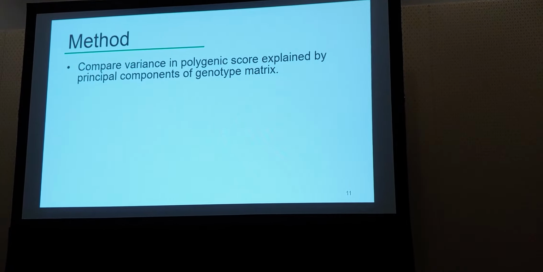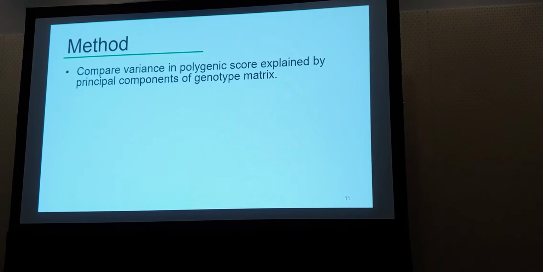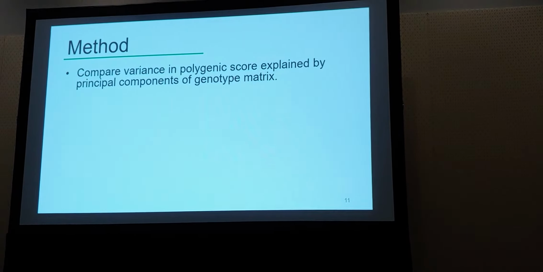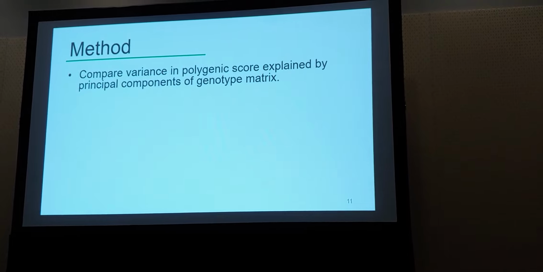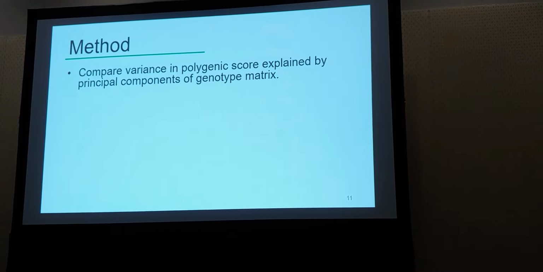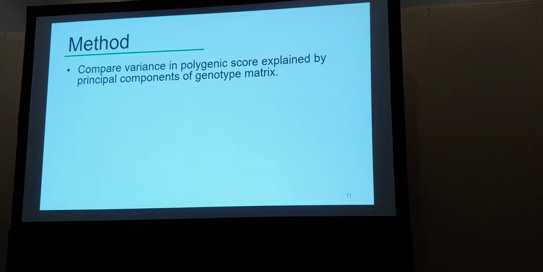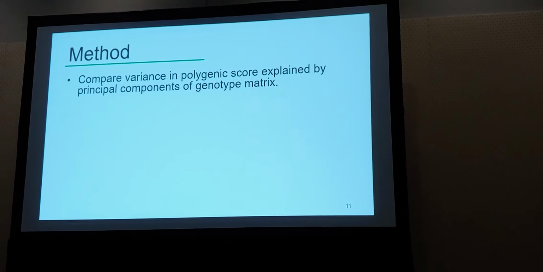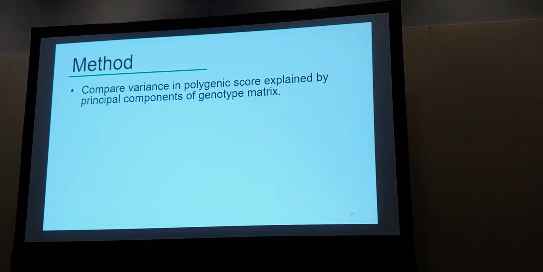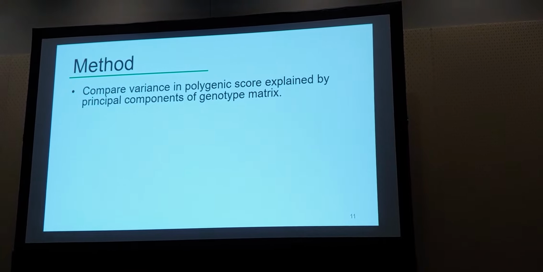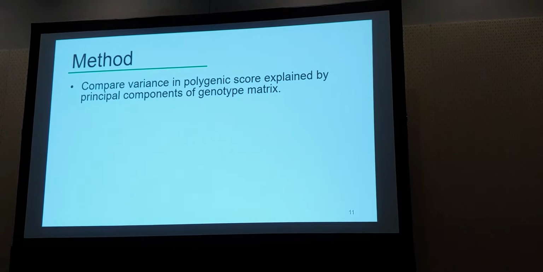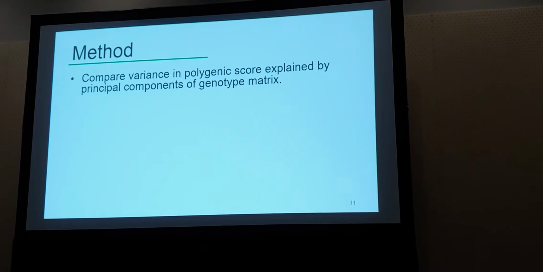So once we have these effect sizes, what are we actually going to do? Well, we're going to build polygenic scores using standard GWAS and using sib-GWAS. And we're going to compare the variance in those polygenic scores that lies along different principal components of the genotype matrix. There are two reasons to do this. One reason is that the PCs of the genotype matrix are a fundamental way of representing population structure. But the other reason is that we can change our point of view in an interesting and useful way that gives us the same results.